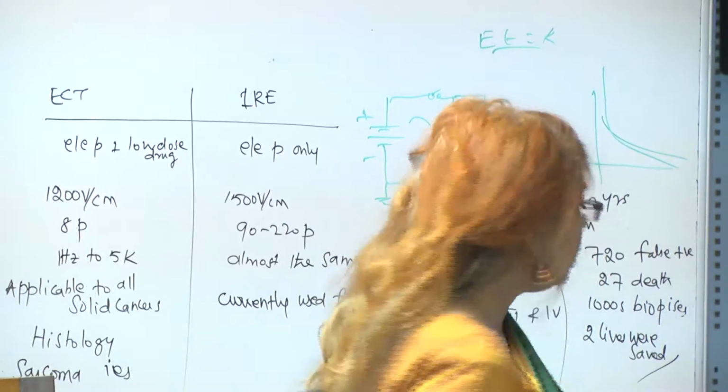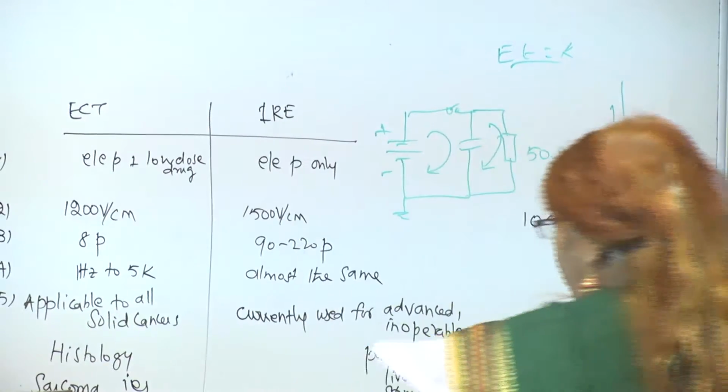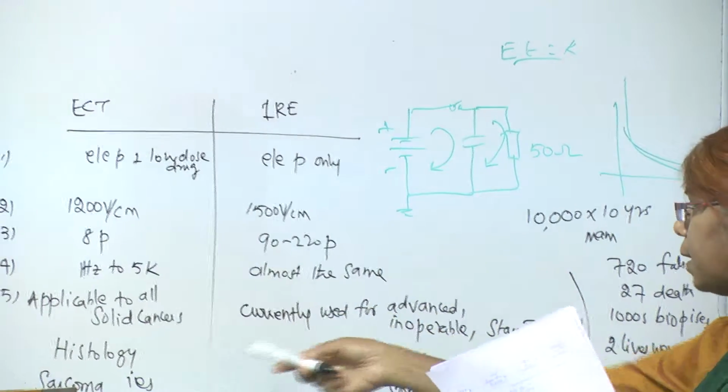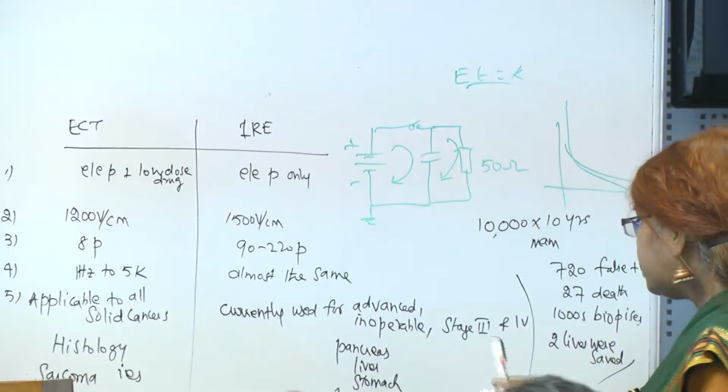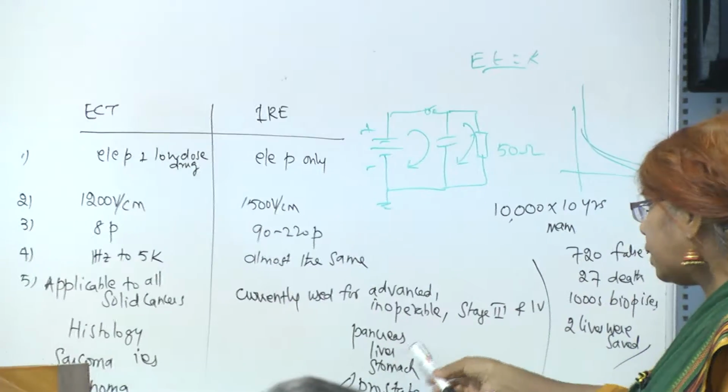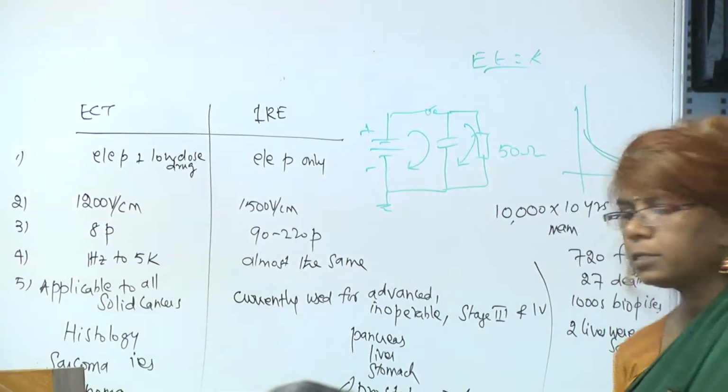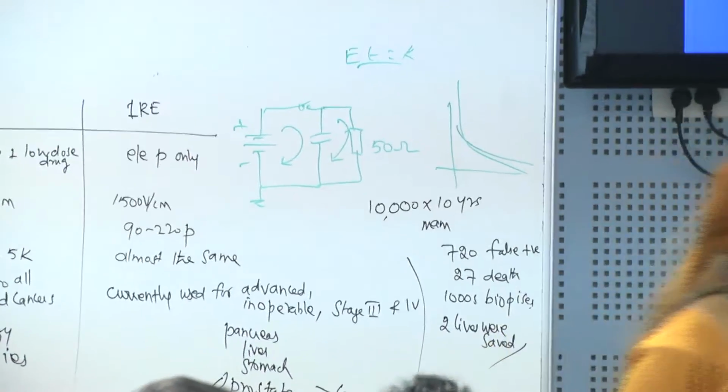Number 5 was applicable to this. We are talking ECT versus IRE. Applicable to all solid cancer. Currently used for advanced, inoperable stage 3 and 4 pancreatic cancer, liver cancer, stomach cancer, prostate cancer. People are talking about using it for colon cancer, colorectal cancer also.